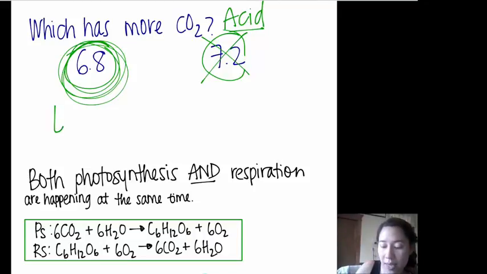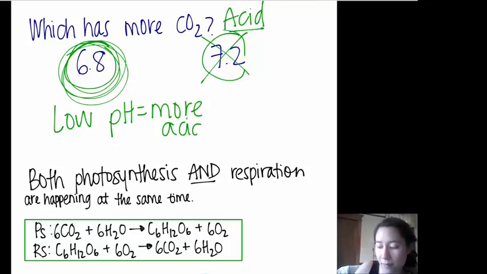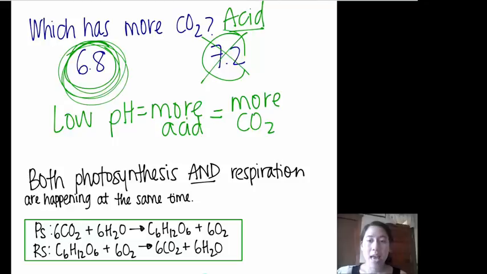So low pH means more acid. And in this case, carbon dioxide is our acid, so that means more CO2. I saw lots of people who interpreted their results the exact opposite way. So make sure that you know this for tomorrow, that our pH is a measure of how acidic this is going to be. So the more carbon dioxide, the more acid, the lower the pH.